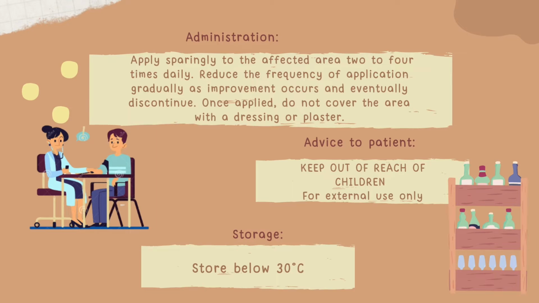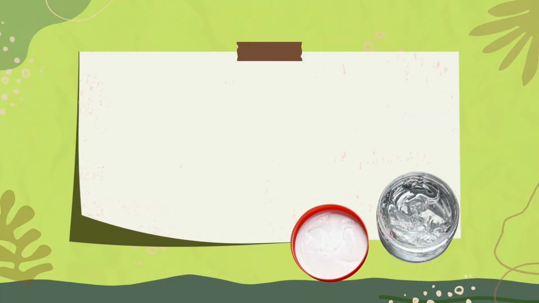How do we store hydrocortisone cream? So, hydrocortisone cream should be stored at a temperature below 30 degrees Celsius. And therefore, when using hydrocortisone cream, if the condition has not improved after 7 days or becomes worse, one should consult a doctor.